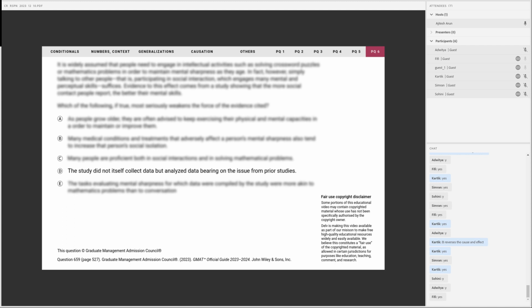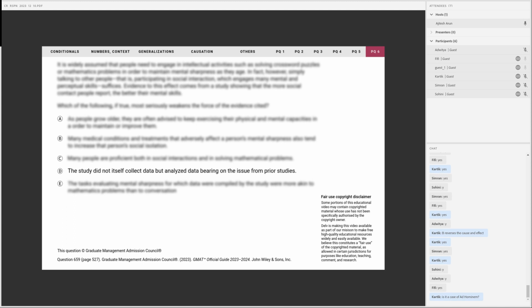The point is that analyzing other studies in itself is not a bad thing, unless the other studies are bad, right? But remember, option D doesn't say that the other studies are bad. It just says that this study analyzed relevant data from other studies. But the other studies may be good, right? Without any additional information, we cannot say whether the other studies are good or bad, and without that information, we can't mark option D.